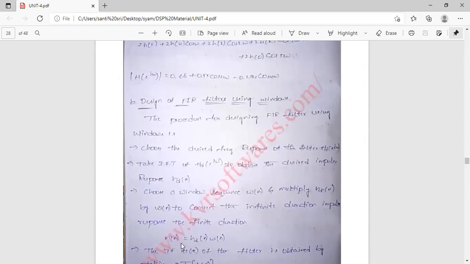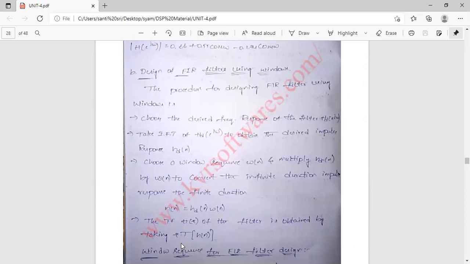So the procedure for designing an FIR filter using Windows is: choose the desired frequency response of the filter, Hd of e power j omega. That is the first point. Choose the desired frequency response of the filter Hd of e power j omega. Okay.